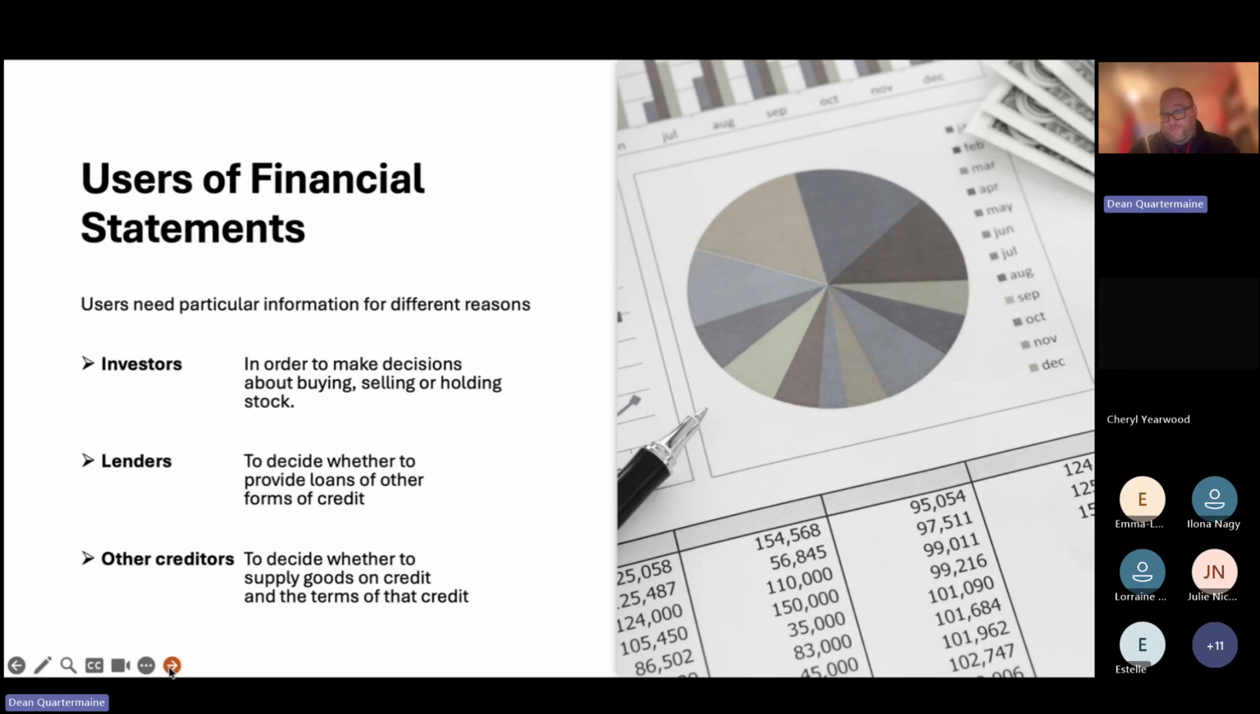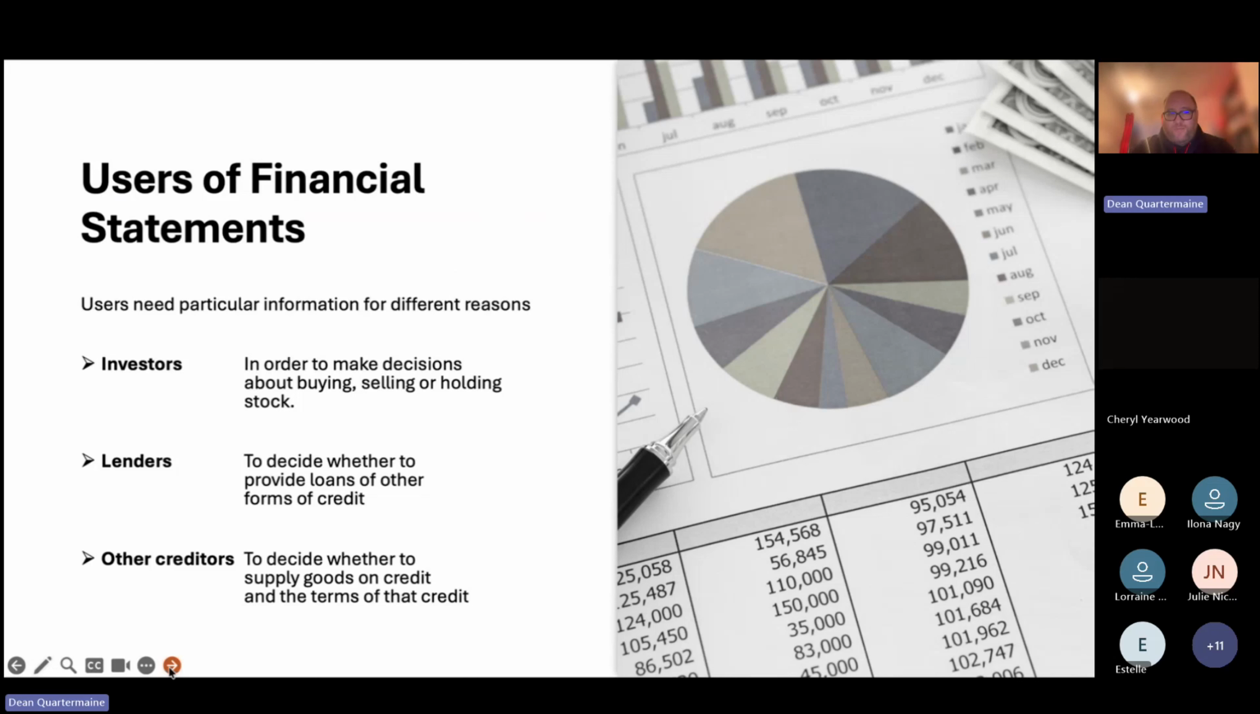Other creditors, they're going to want to decide on whether to supply goods to that business on credit and what the terms of the credit would be. So it could be that they look at your financial statements and say, you know what, actually you don't have any money. So we're not going to extend any credit to you because it looks like you're not credit worthy. So we're going to require you to pay up front. Or it could be that they look at the statements and they go, we're prepared to offer credit, but only this amount of credit.